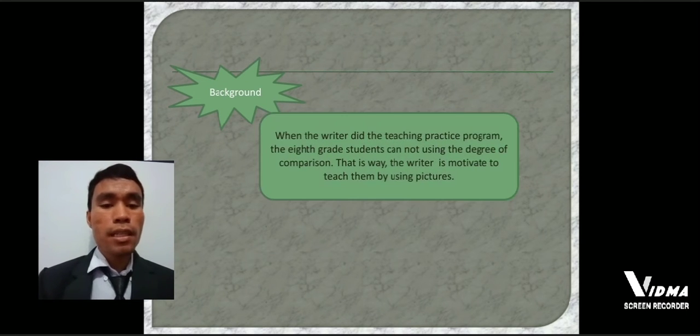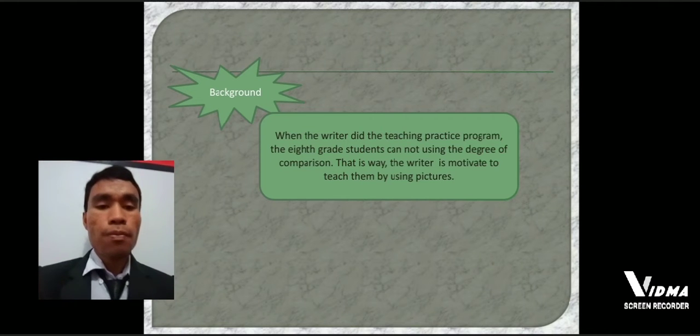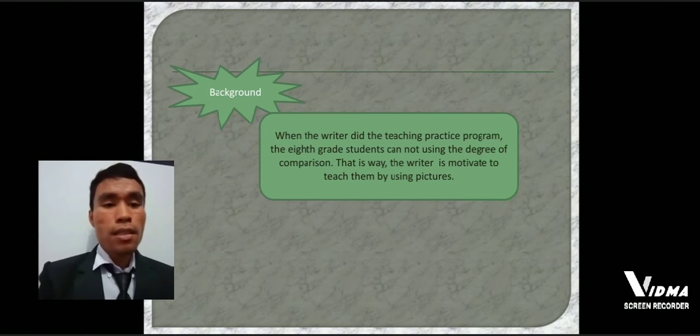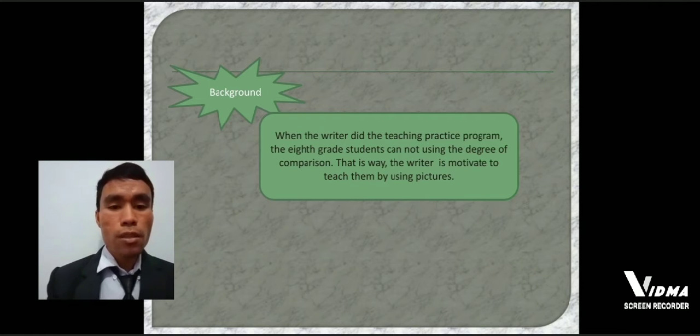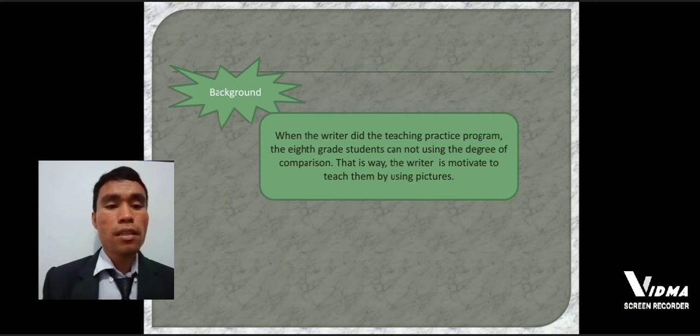The background of the study: I can see from my experience when I did the teaching practice program that the 8th grade students at SMPN Turun cannot use the degree of comparison well. So from this problem, the writer is motivated to conduct research on teaching the degree of comparison by using pictures.